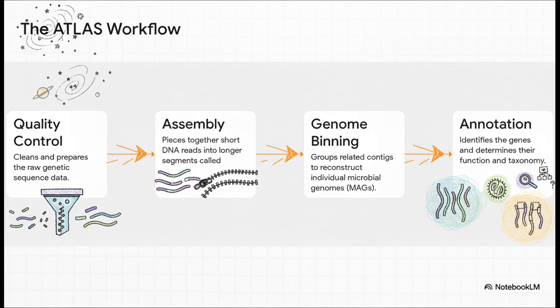First up, quality control. Atlas just cleans up all the raw data, getting rid of any junk. Second, assembly. It starts piecing the short little DNA fragments together into longer strands, which are called contigs. Third, and this is where the real magic happens, is genome binning. Think of this as sorting all those jumbled puzzle pieces by color and shape. Atlas cleverly groups the contigs that belong to the same microbe together, basically reconstructing individual genomes right out of the chaos. And finally, annotation. It goes through each new genome, identifies all the genes, and predicts what they do.